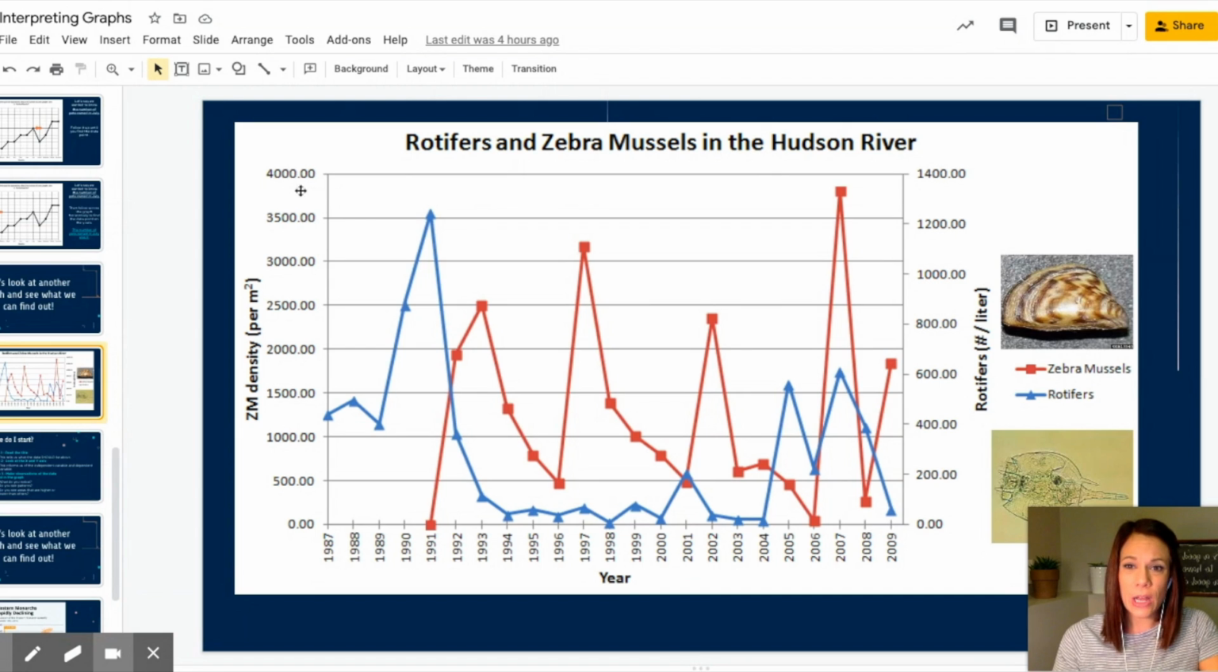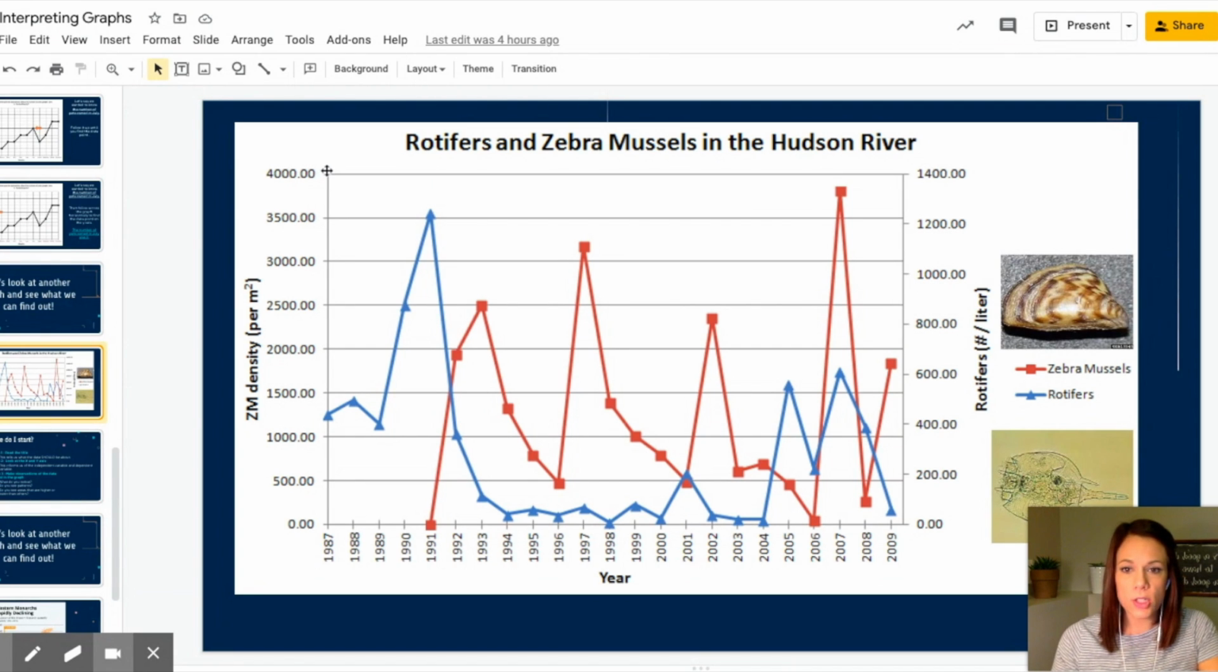Now there's not a perfect number right here. So I'm going to have to estimate a little bit that my number is between 3,500 and 4,000. So I'm going to have to guess on this one. I might say zebra mussel density is about 3,750 or 3,700. Because again, I don't have a perfect number here, but I know it's about halfway between these two numbers.